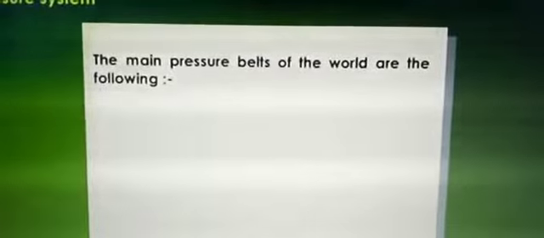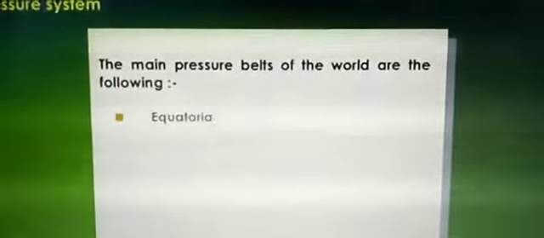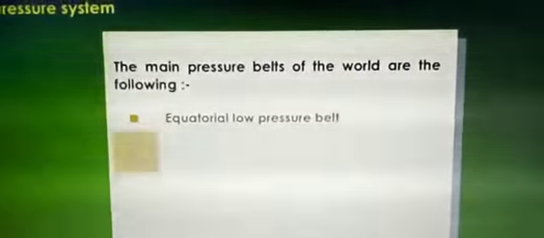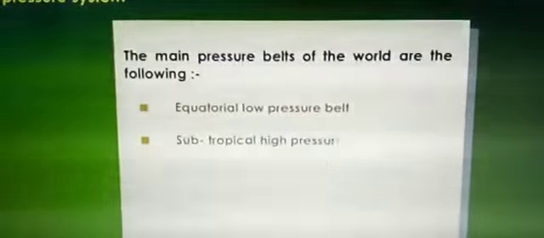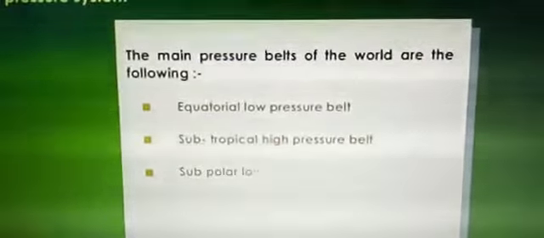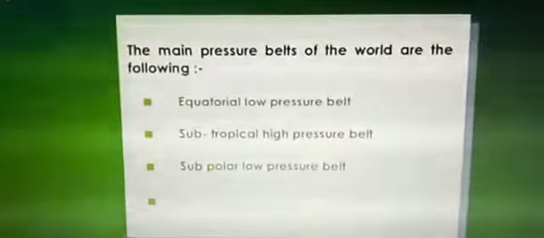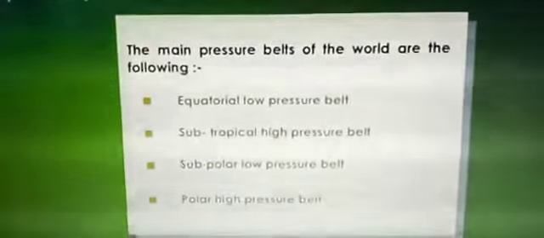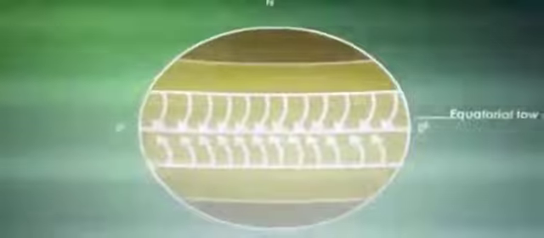Now children, water vapor and rotation of the earth we can do later on, because the first important factor that I am going to do with you is the world pressure belt. The main pressure belts of the world are the following. It is given on page 106, children. They are the equatorial low pressure belt, then the subtropical high pressure belt, then, children, the subpolar low pressure belt, or we can say circumpolar low pressure belt, and the last one is the polar high pressure belt, children.